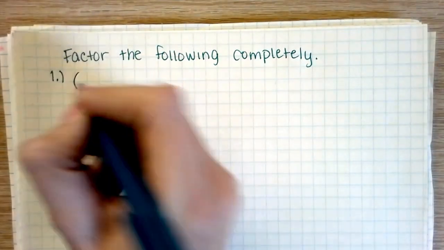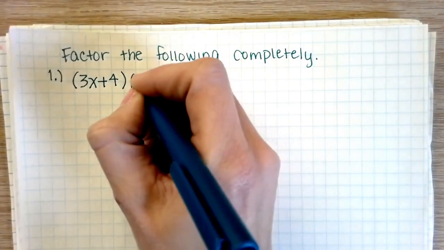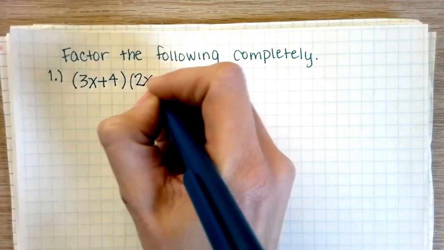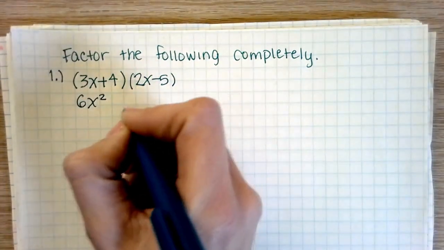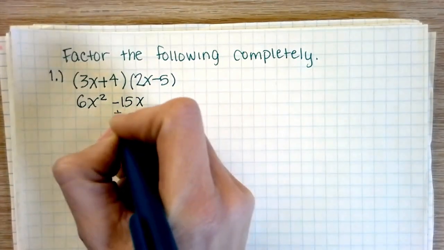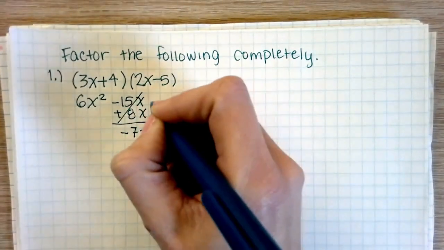If I want it to be AC method, I might multiply out 3x plus 4 and 2x minus 5. I'm going to multiply that out, and you have a question. Here's your first question, say, 6x squared, then this is what? Minus 15 and plus 8x. So what's that equal? Negative 7x and minus 20.